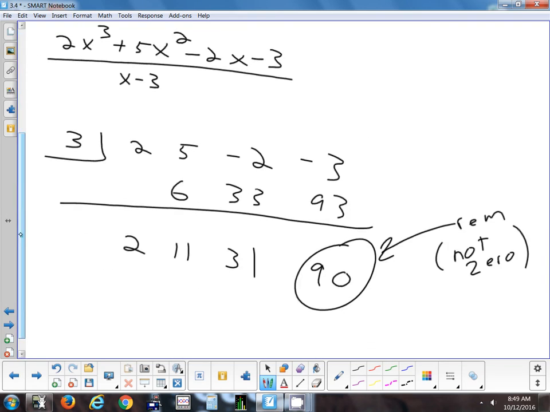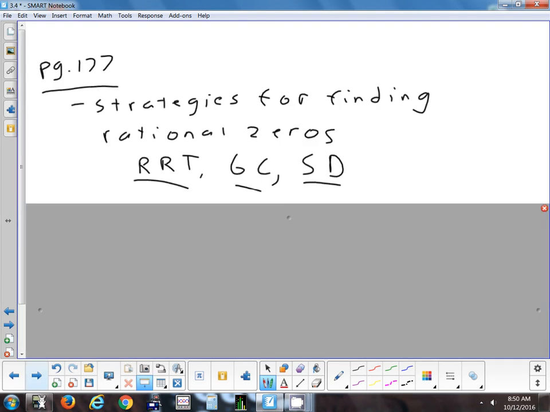Now, this isn't a good way. You don't want to try this method guessing. Is 4 a root? Is 5 a root? Is 6 a root? That's not a good approach to try to find a root. For that, we'll use the rational root theorem combined with a calculator and this. So your strategies for finding rational roots: first you start out with the rational root theorem, which gives you a list of possibilities. Then we can use the graphing calculator to narrow down which of those possibilities work and which ones don't. And then if we find one that works, we can use synthetic division.